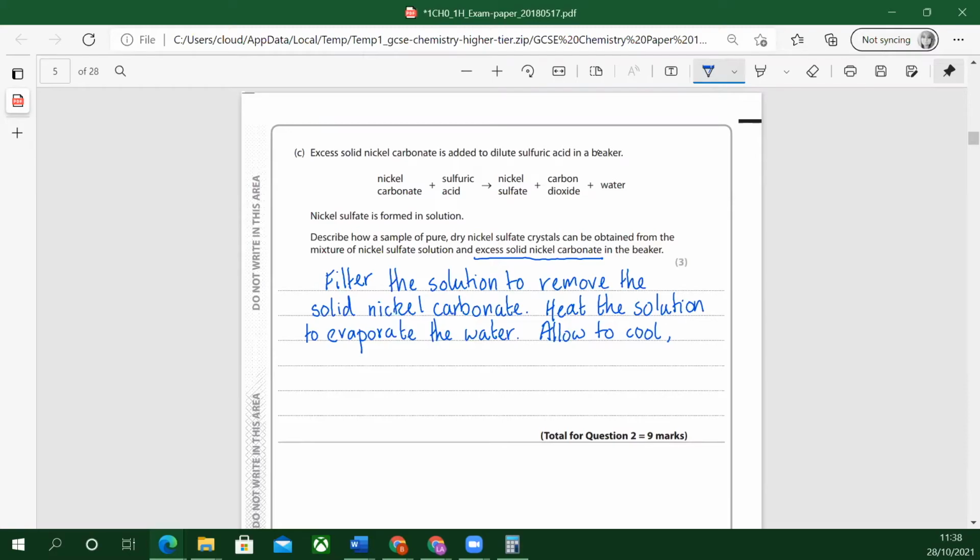So allow to cool, and then leave. There'll still be some excess water to evaporate on the windowsill. You might have done this with some copper sulfate, and I've done it. Evaporate and allow, it's going to take a few days usually, for crystals to form.